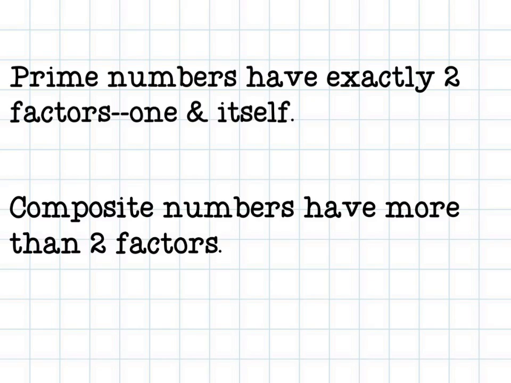Prime numbers have exactly two factors, 1 and itself. Reminder, a factor is a number that you use to multiply to get a number. Composite numbers have more than two factors.